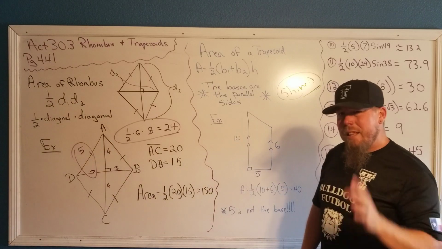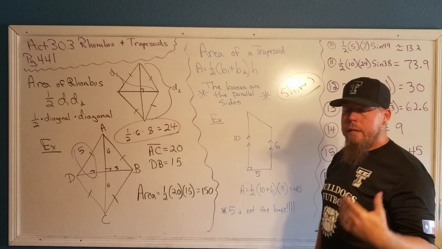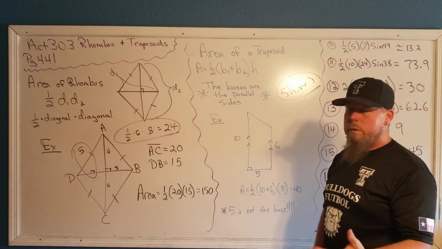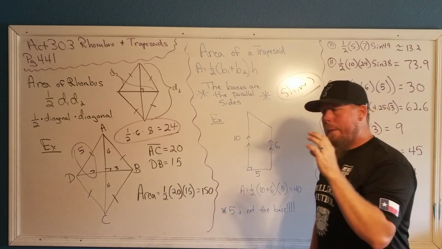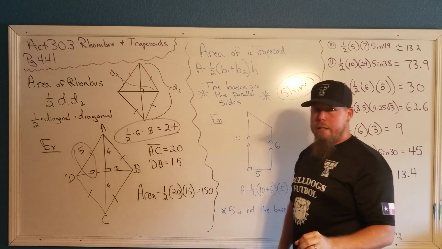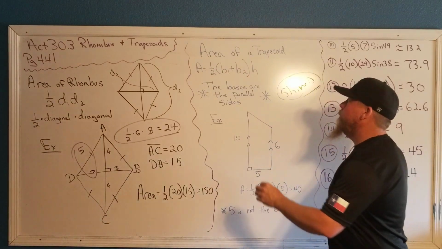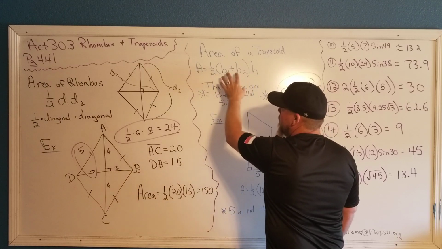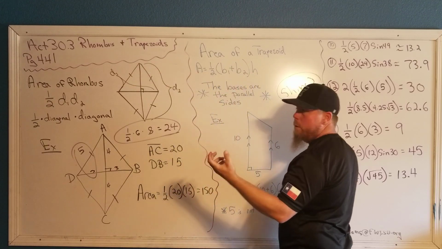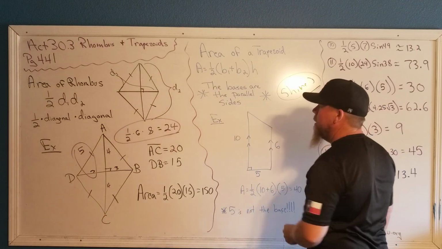Trapezoids. The biggest mistake I see made with trapezoids is people get confused about the bases. Which one's base 1, which one's base 2? It doesn't matter. What matters is that the bases are the parallel sides, okay? And so our formula is 1/2 (B1 plus B2) times H. Notice the B's get added together before you multiply, okay? And they are the parallel sides.